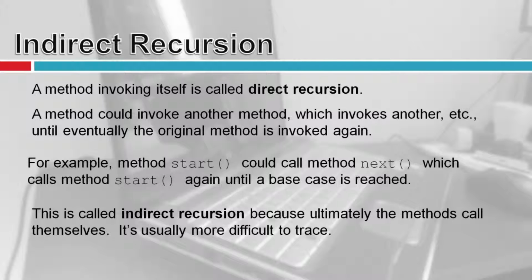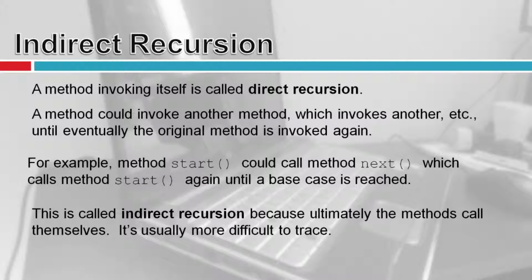Another thing we need to talk about is indirect recursion. Up till now we've been talking about direct recursion, where the method calls itself. Essentially you start off with a base case. Once you hit a base case you return immediately. Otherwise you do some sort of algorithm and call itself until you hit the base case. You always have to make sure you hit the base case.